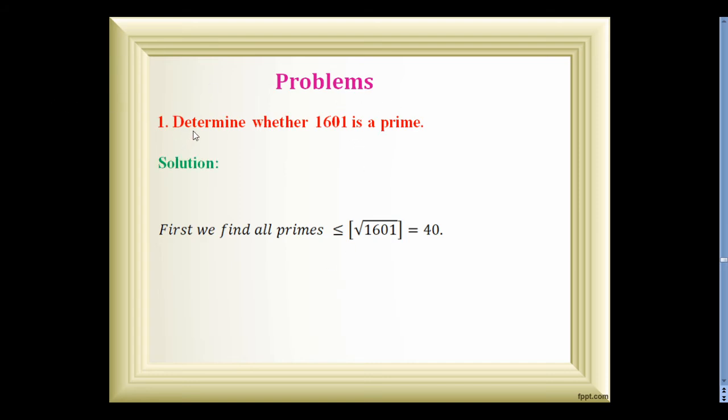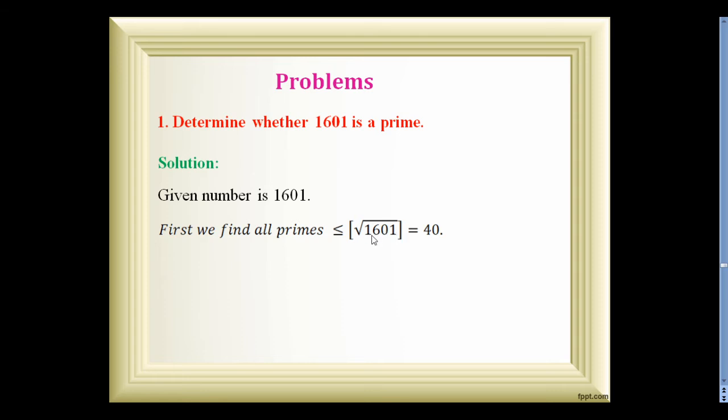Problems. First problem, determine whether 1601 is a prime or not. Solution: first, the given number is 1601. First we find all primes less than or equal to the square root of 1601. So which is the nearest square number to 1601?